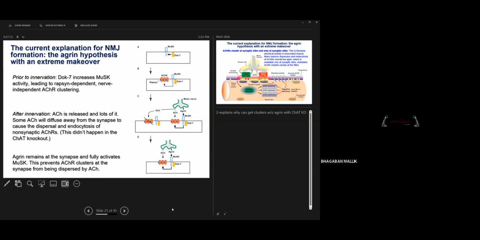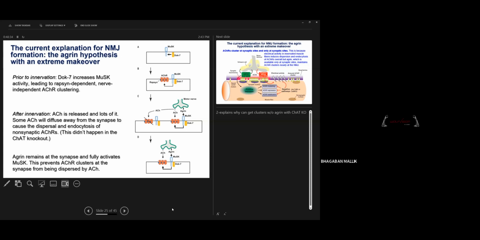Now when the postsynaptic cell sees the presynaptic neuron, you can see that you now have agrin, which is released from the motor neuron. This again binds to MuSK in combination with DOK7. It activates rapsyn, and rapsyn helps in clustering of the acetylcholine receptor. Also, this motor neuron secretes acetylcholine, because it has this presynapse with acetylcholine.